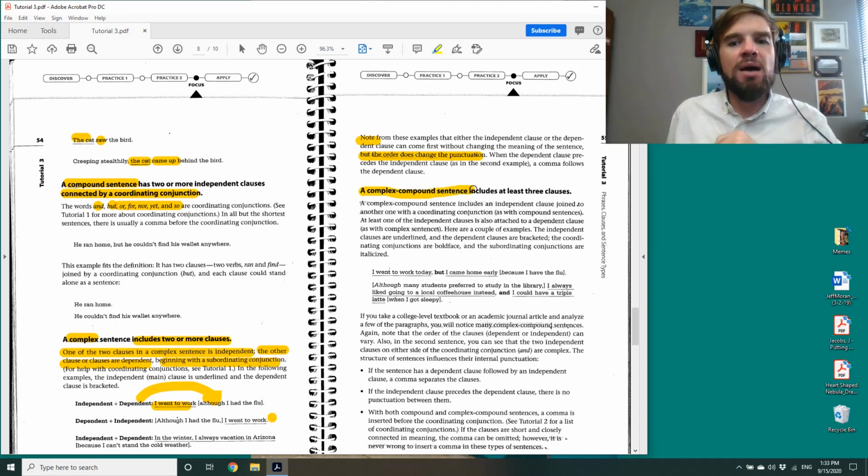Now, a complex compound sentence. A complex compound sentence includes an independent clause joined to another one with a coordinating conjunction, just like a compound sentence. Now, at least one of the independent clauses is also attached to a dependent clause, just like a complex sentence. Here are some examples. The independent clauses are underlined, and the dependent clauses are bracketed. The coordinating conjunctions are bold, and the subordinating conjunctions are in italics.